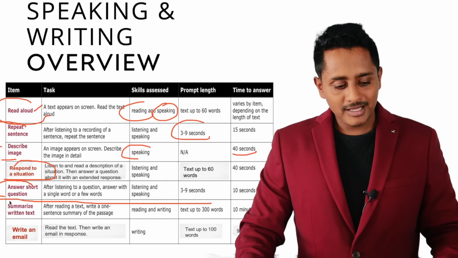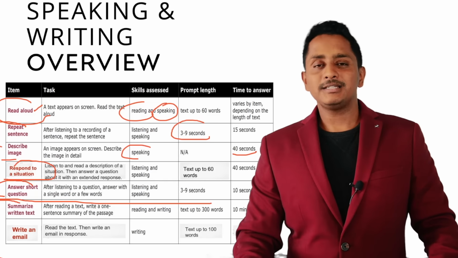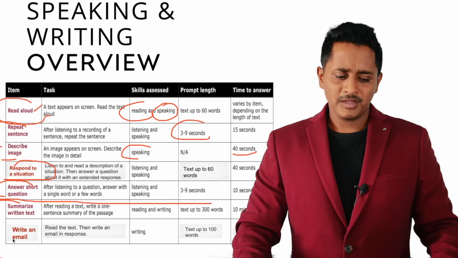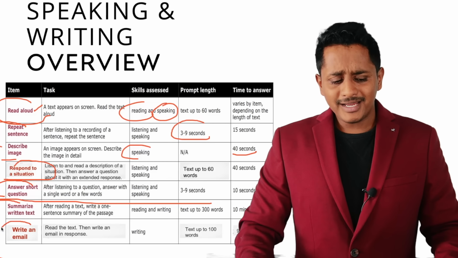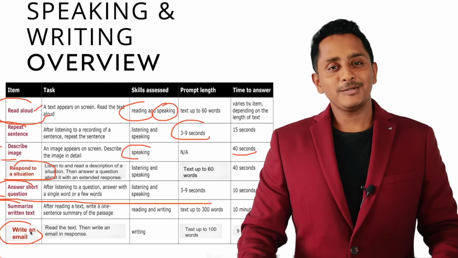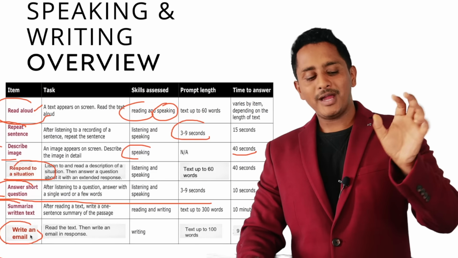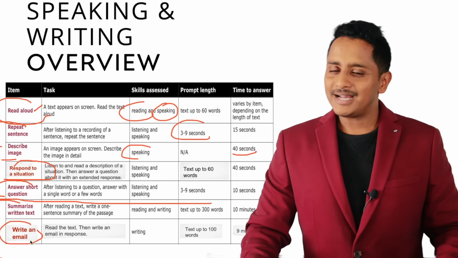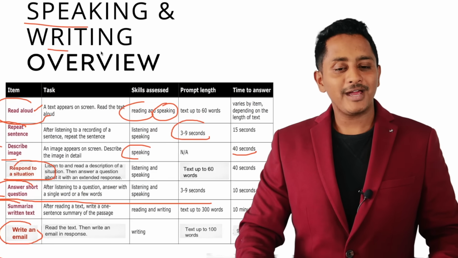That's all the speaking. And then comes writing, summarize written text. They give you a paragraph, you summarize it in one sentence. There should be one full stop. And then write an email. This is the different part compared to PTE Academic. In the PTE Academic, you had essay here, and PTE Core has write an email. That's the only difference with respect to speaking and writing overview.